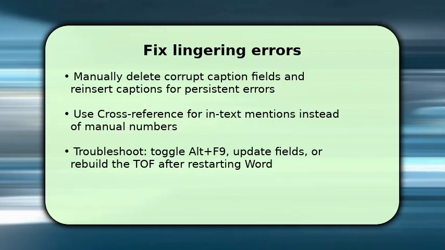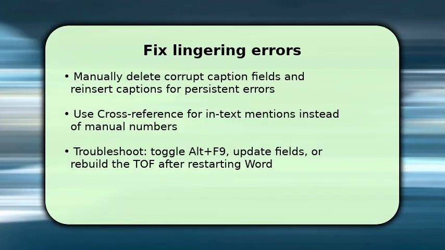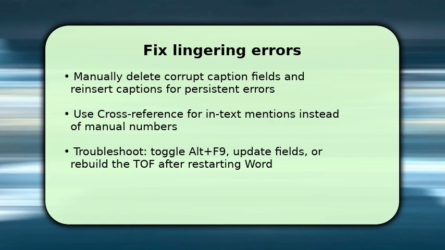If things still go wrong, toggle field codes, Alt plus F9, to spot hidden issues, save and restart Word. Then update fields or rebuild the table of figures. A restart often clears cached field corruption.